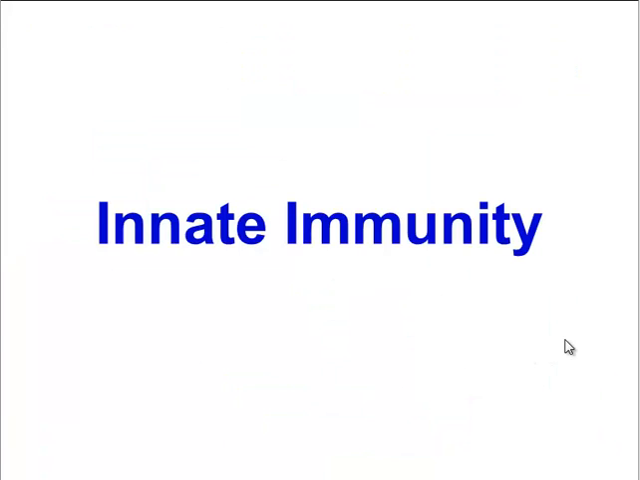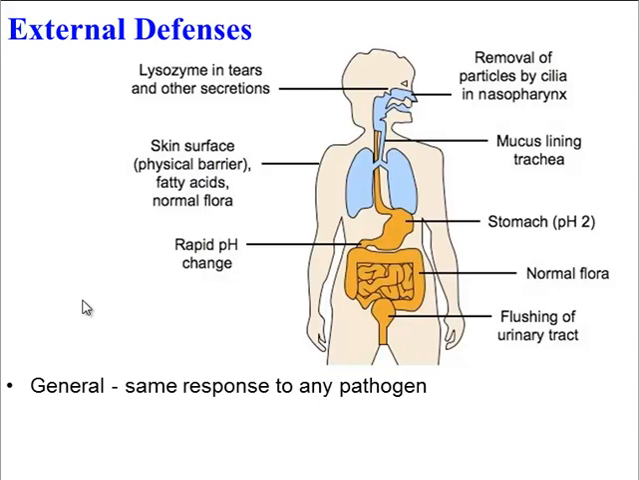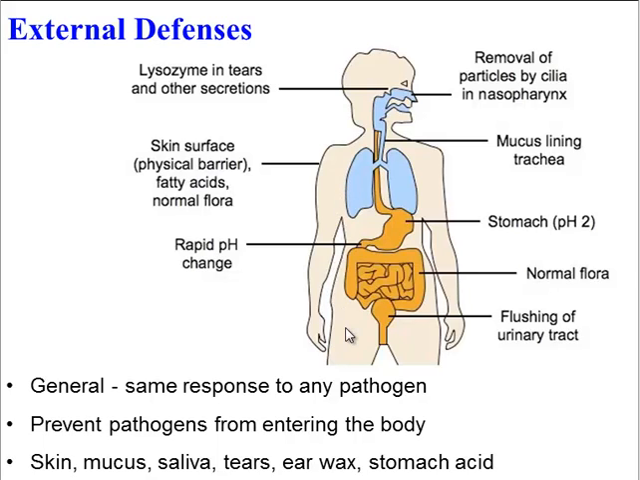Let's start with innate immunity. One type of innate immunity is the body's physical barriers to pathogens. And these barriers are general. They respond the same way to any pathogen. And the goal is to prevent pathogens from entering the body. So, for example, your skin is a barrier to pathogens, the mucus in your respiratory tract, the cilia that try to brush out any pathogens that get caught there, your tears, stomach acid, all of these are external barriers.